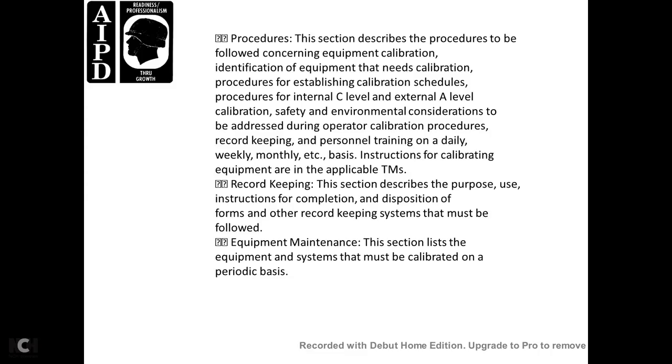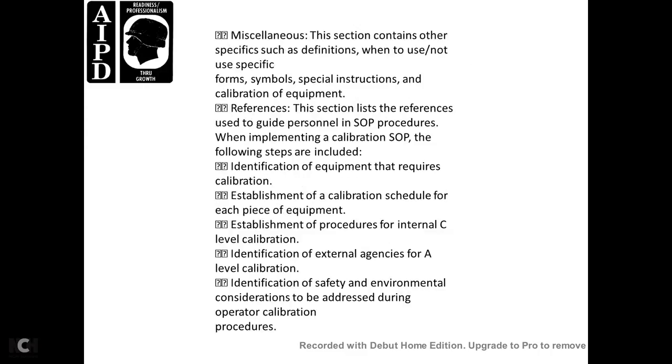The section describes the purpose of using the instruction, completion, and disposition forms of the record keeping system that must be followed. The equipment maintenance section lists the equipment systems that must be calibrated on a periodic basis. Miscellaneous. The section contains other specifics, such as definitions when used and not the specific forms of symbols, special instructions, calibration of equipment. Reference. The section lists the references used as the guide for the standard operating procedure.